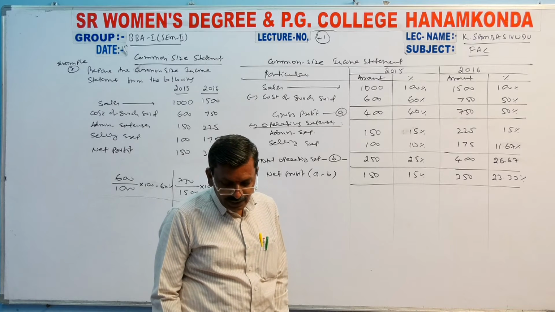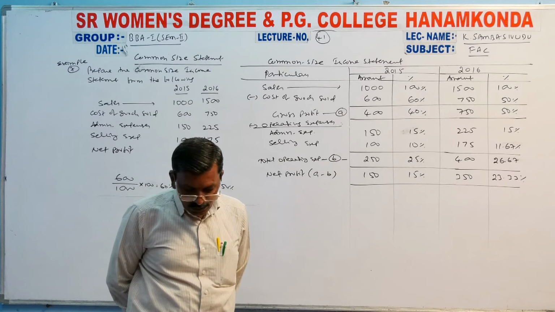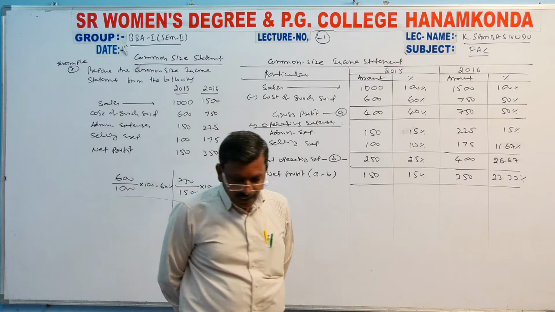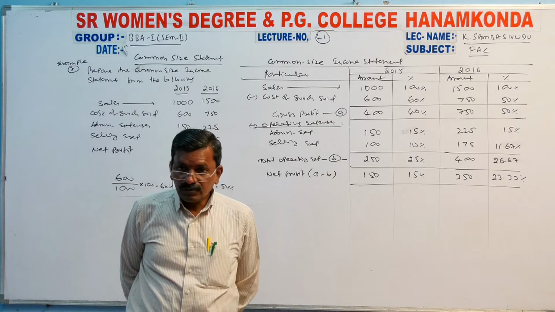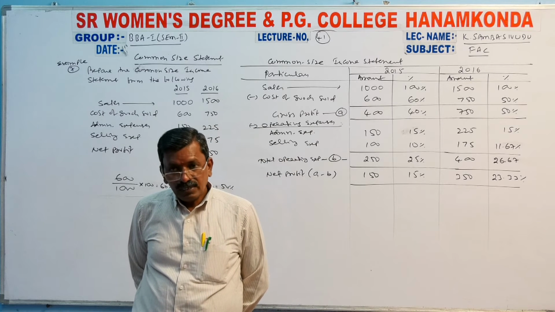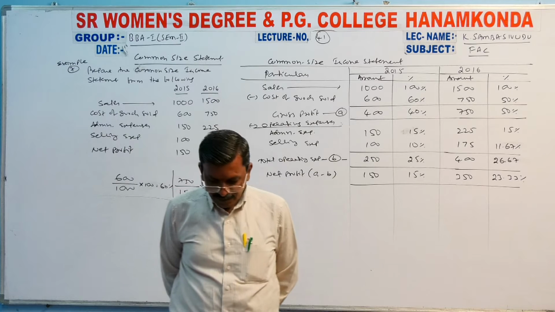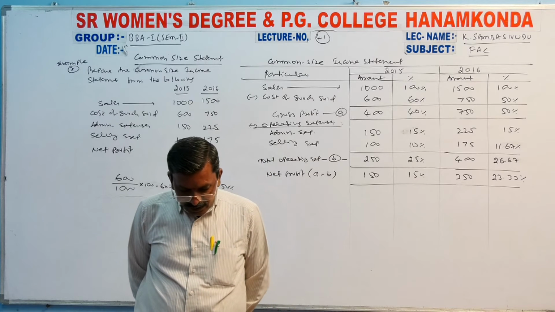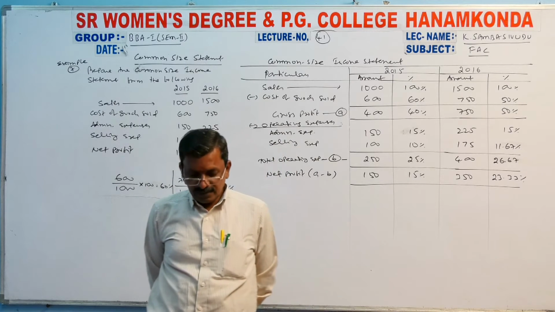So that has increased. Comparing 2015 and 2016, the cost of goods sold has decreased, and is 50% of sales against 60% in 2015. So indirectly, when the cost of goods sold decreases, our gross profit automatically increases. Due to the decrease in cost of goods sold, the gross profit has increased from the earlier 40% to 50%.